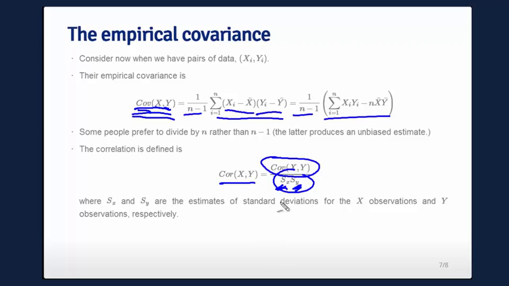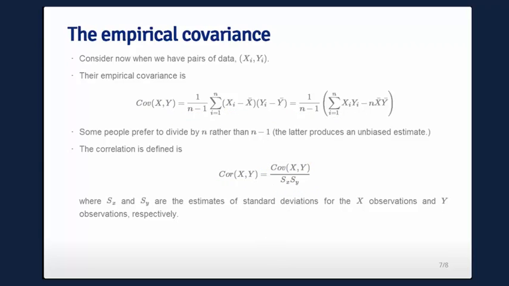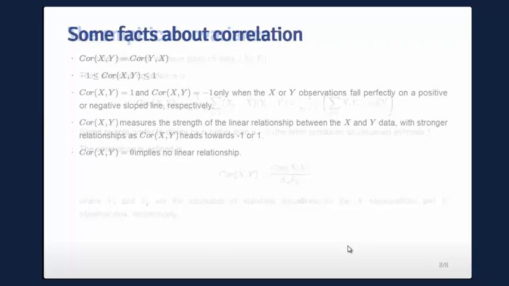We'll use that. At any rate, here are some facts I already covered, discussing a little bit about the correlation. It doesn't matter whether it's correlation x comma y or correlation y comma x, you get the same number. It's between -1 and +1. It equals 1 or -1 only if the observations fall in a perfect line, positively or negatively sloped.